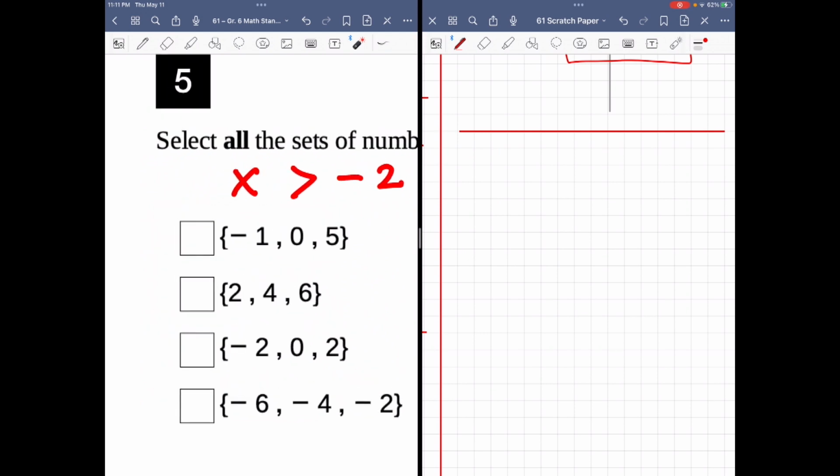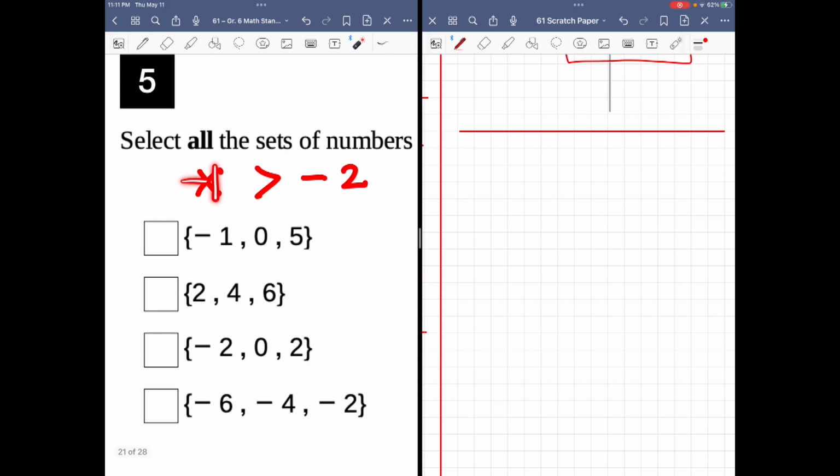So first one, test every single one of these values instead of x. So first we have -1 is greater than -2. And this is true. They're both negative, but the one that's closer to 0 is greater. So -1 is greater than -2. -1 passes the test. Now test 0. 0 is greater than -2. True or false? And that is true. So 0 passes the test.